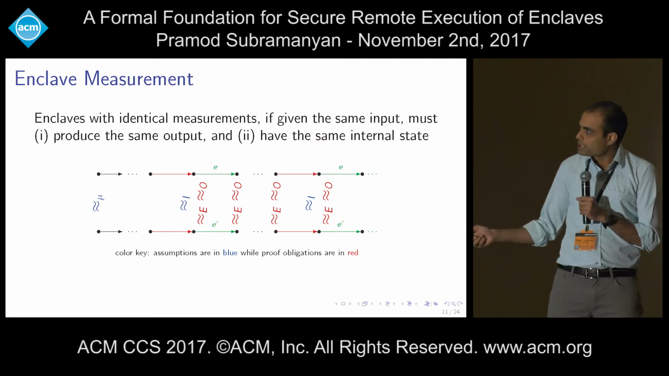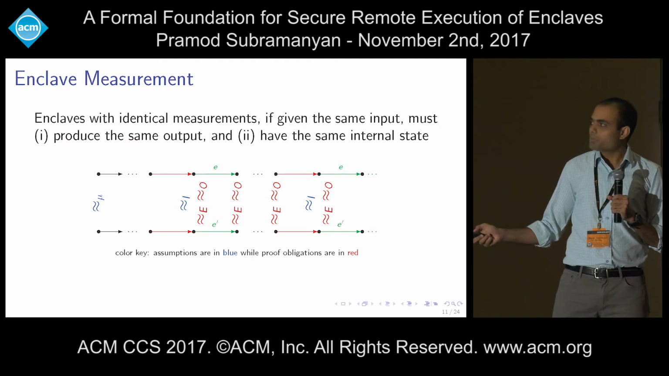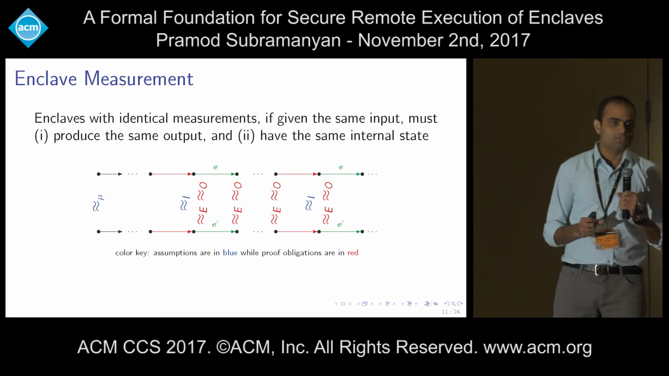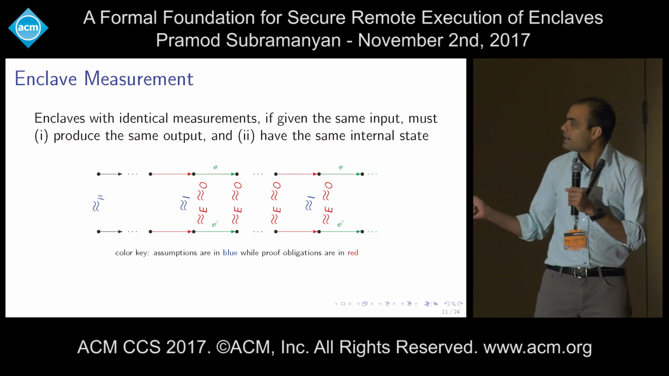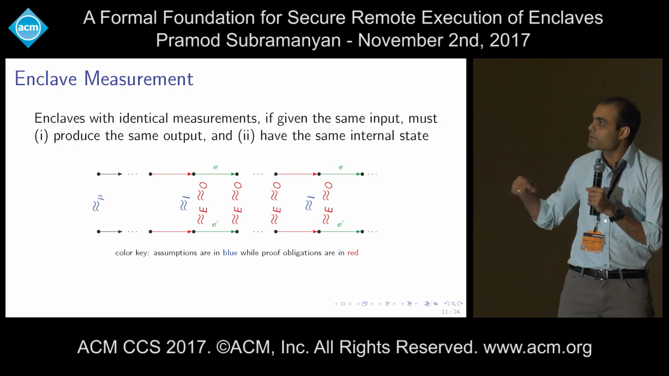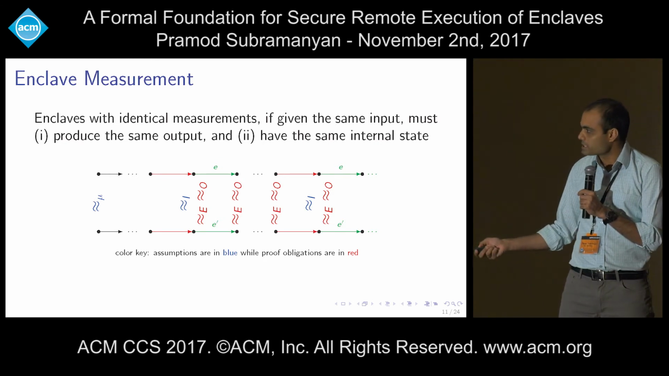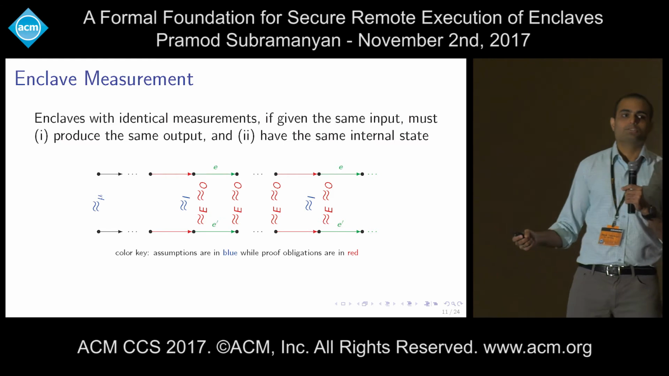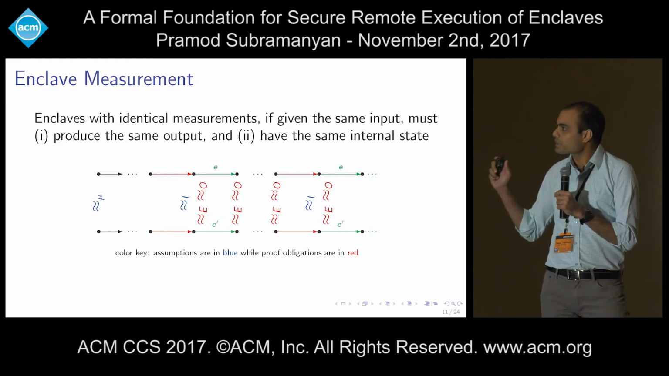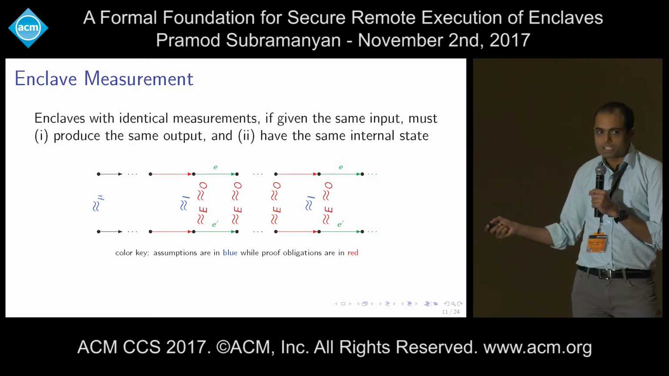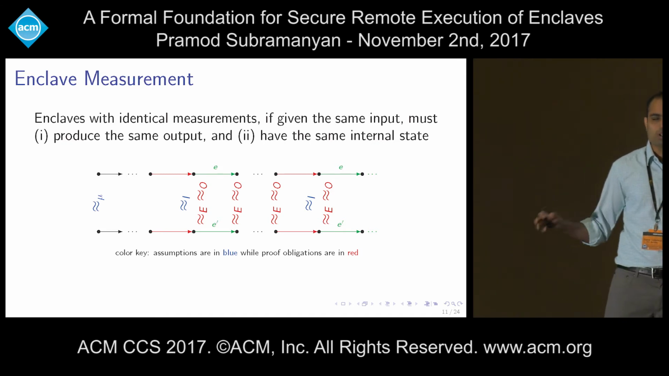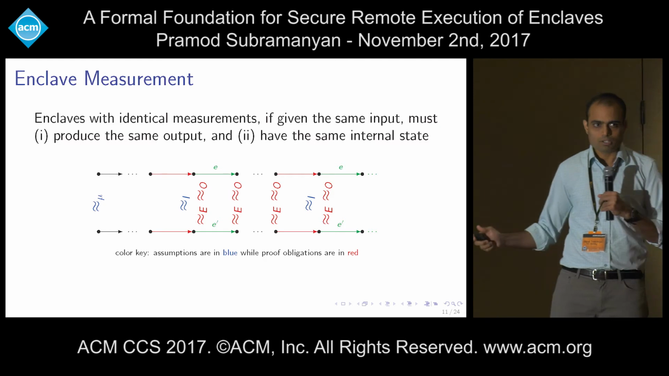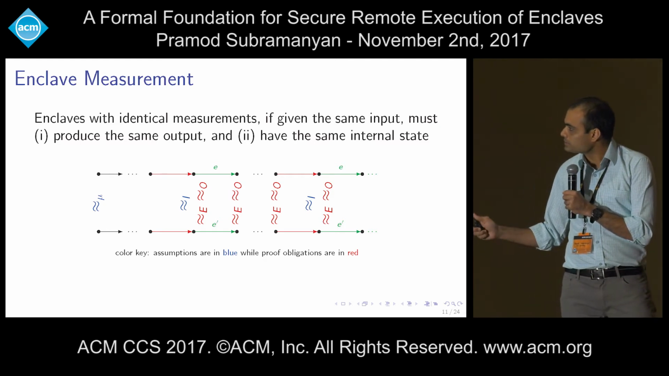Now, talking about the enclave measurement property, this property says that if I have two enclaves which have identical measurements, and they are given the same input, then they must produce the same output at every step of their execution, and they must also have the same internal state. So this says that two enclaves with identical measurements execute in exactly the same way. So they are the same program effectively. And this is modulo hash collisions. We're assuming that there are no hash collisions.